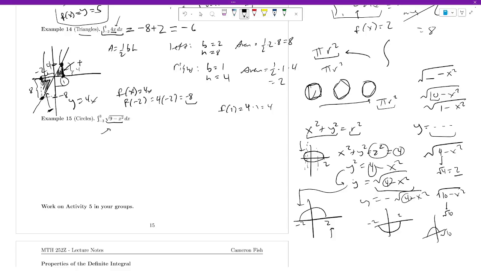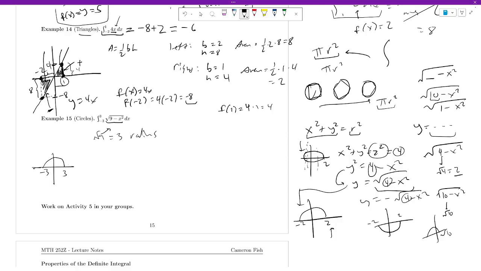So this guy, it's the top half of a circle because it's the positive square root. It's a radius of whatever the square root of 9 is, which is 3. So this is the top half of a circle of radius 3. So the graph, let's draw it a little better. The graph will be like that, and that's going to be radius 3.